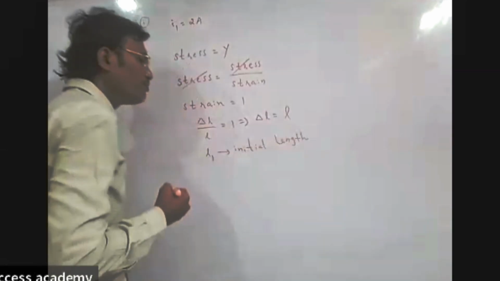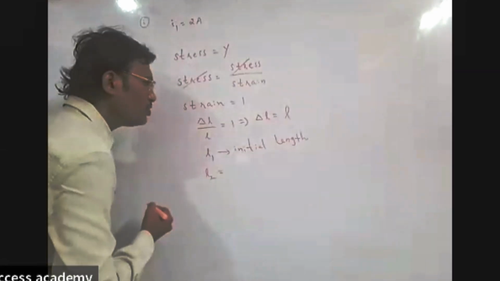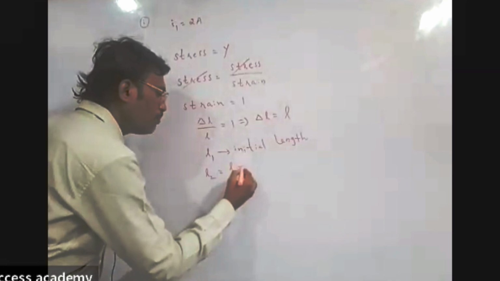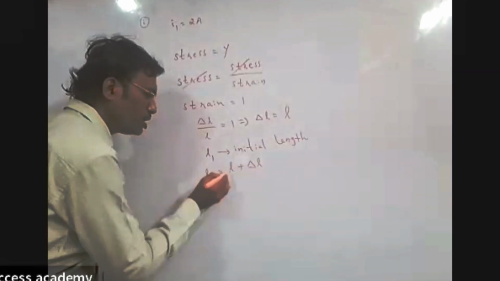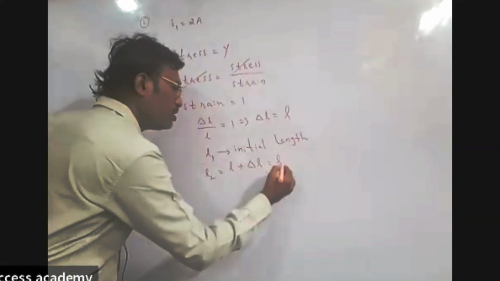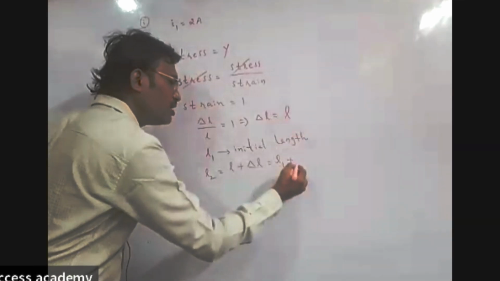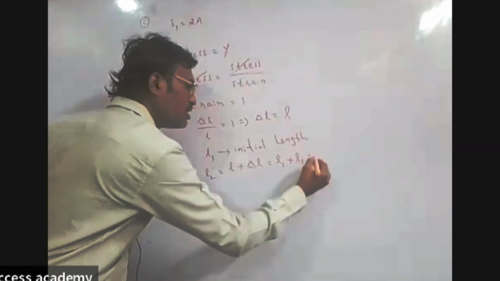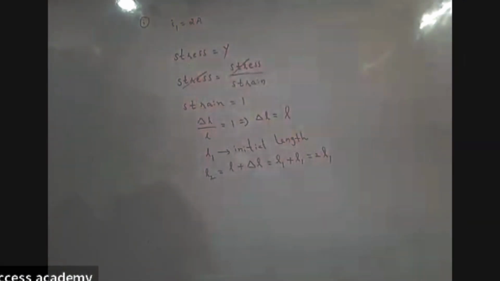L1 is the initial length. L2 is the final length. L2 is equal to L1 plus delta L. Initial length plus elongation. L means what? Initial length, no? L1 plus delta L is nothing but L1 plus L1, because L is the initial length again. What's the value? 2L1. So L2 is equal to 2L1.